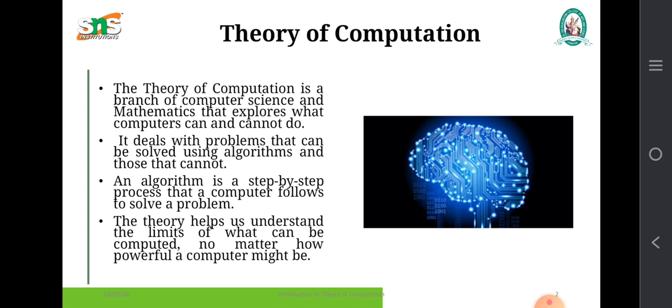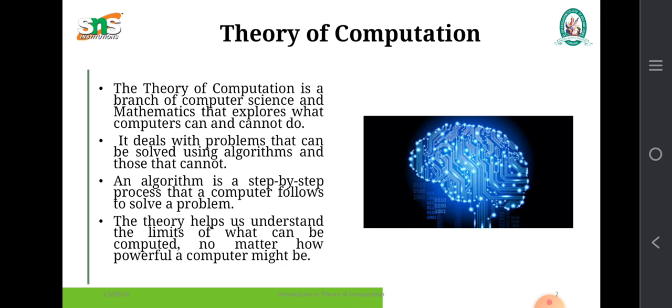So what do you mean by theory of computation? It is nothing but this theory helps the computer in deciding whether it can compute a problem or not, whether it is possible to compute a problem or not. Computation is nothing but computing something, that is, calculating something. So if a problem is given to the computer, this theory analyzes whether the computer can solve that problem or not.